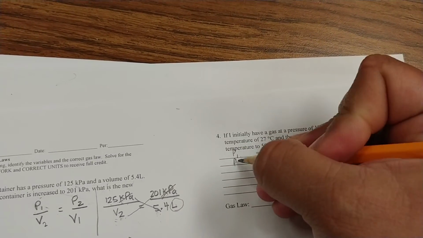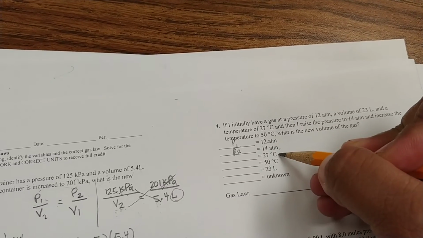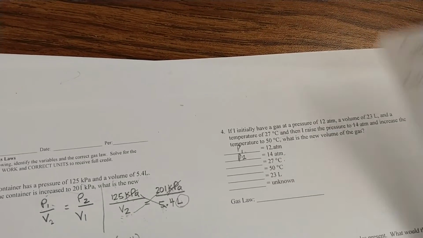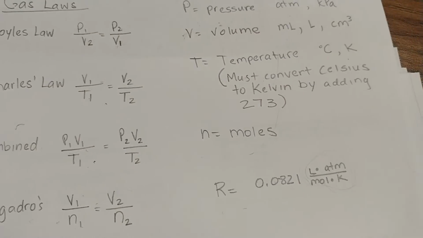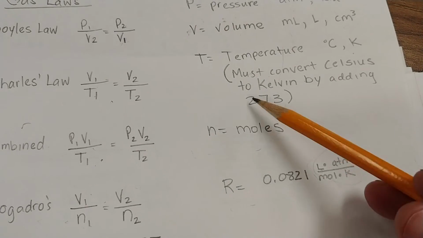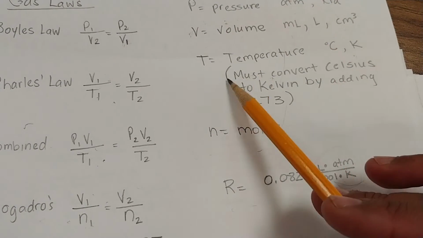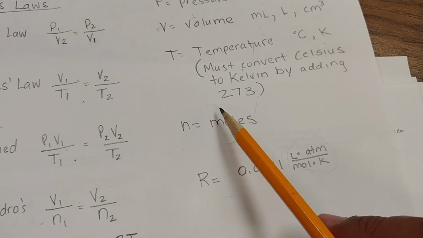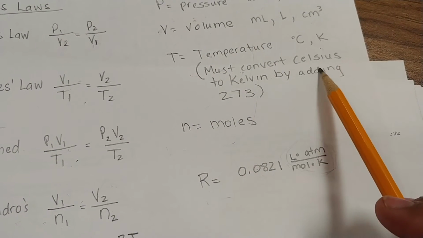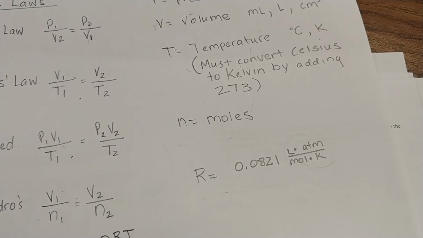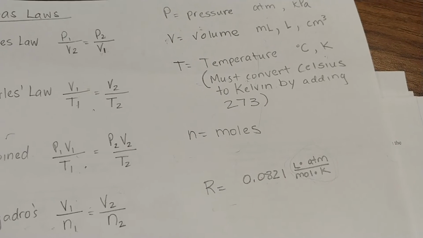So that's pressure 2. Okay, this one has Celsius, and if you're familiar with temperature, you know Celsius is temperature, but it can also be in Kelvin, so that's temperature. Something you must keep in mind is that you cannot use Celsius in gas laws. They all have to be in Kelvin.